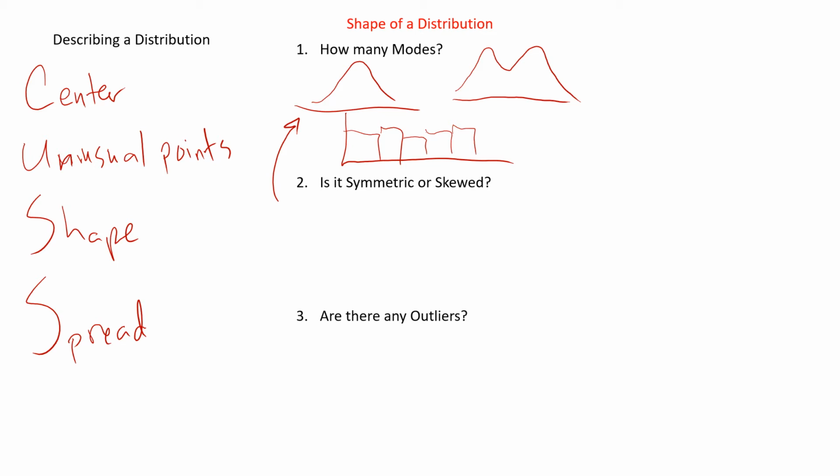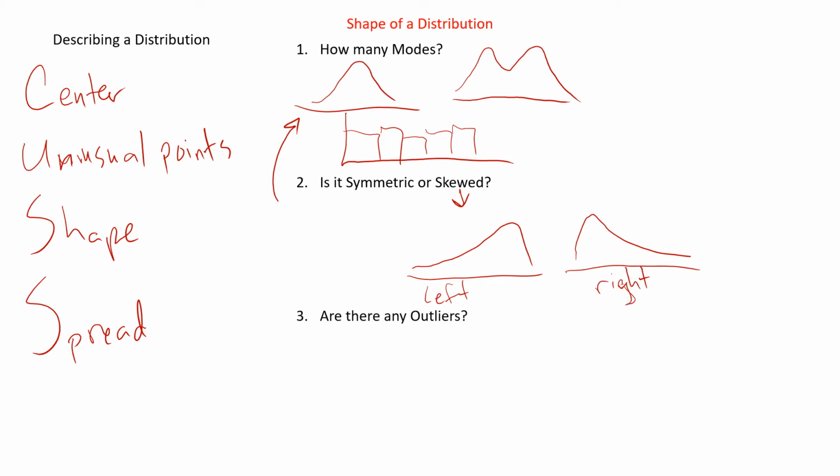In fact, all three of those that I drew are basically symmetric, because if you fold them in half, it's about the same. Skewed, we have two different types of skewed. We have the type that looks kind of like that, and we have the type that looks kind of like that. One of them is left skewed, one of them is right skewed. This one is left skewed. This one is right skewed.